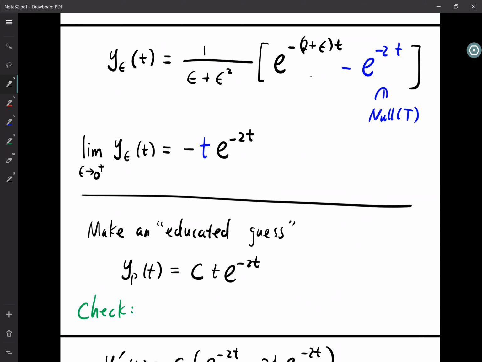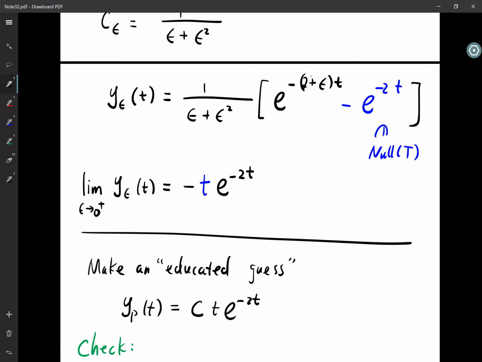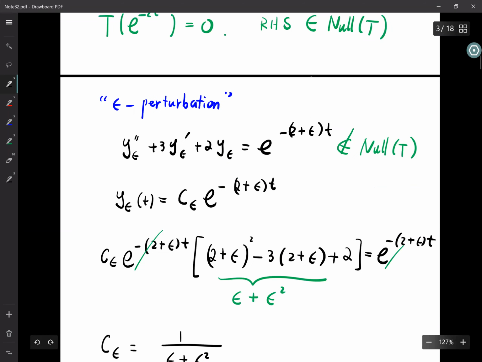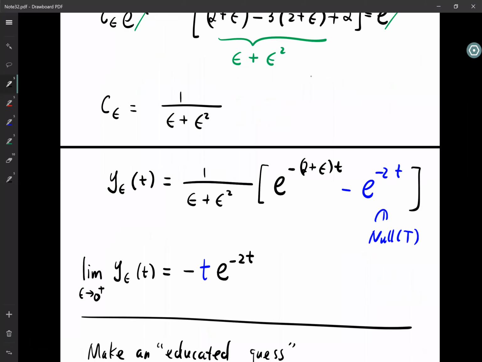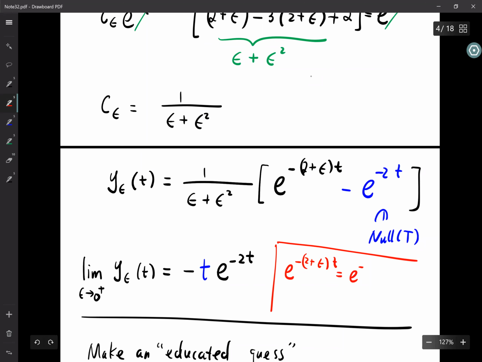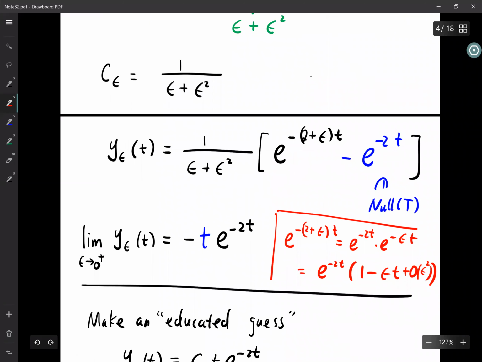Professor, could you go back to the part where you added the t in front of the e to the negative 2t at the end of the epsilon perturbation? How did that simplify down to minus t e to the negative 2t again? It takes a limit, right? So this is like exponential minus 2 plus epsilon t. So this is exponential minus 2t, exponential epsilon t. So this is exponential minus 2t times 1 minus epsilon t, and then you have a plus order epsilon squared term. And that epsilon squared, when you take the limit, is going to go to 0. So there is a minus epsilon plus epsilon, so minus t.